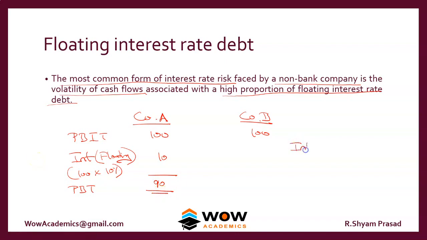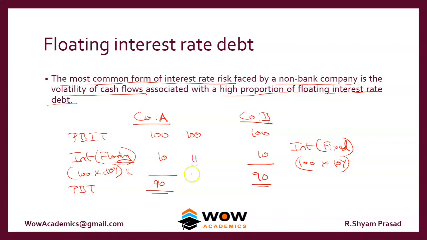Company B has issued a fixed rate loan. That means they are also going to pay 10% interest, so that also comes to 10, and they also have the same PBT of 90. The problem arises when the interest rate changes. In a floating interest rate, the interest rate is periodically reset, for example once in a year, once in 6 months, or once in 3 months. So even though the company earns 100, the interest might change from 10% to even 11%.